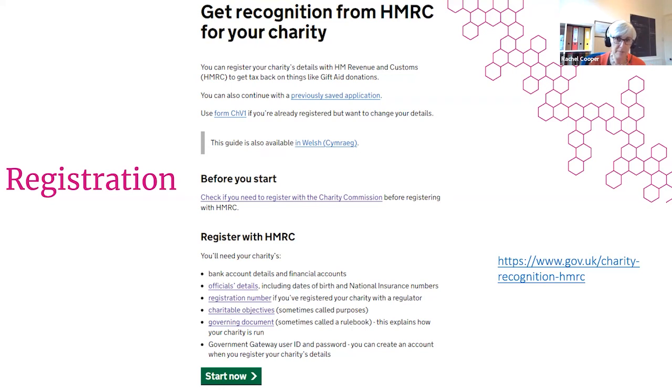Not everybody needs to be. I used to be treasurer of a tiny PTA. We didn't have to be registered with the Charity Commission, but we could claim back gift aid from HMRC. Collect your charitable objectives together, your governing document, all of that kind of stuff. And then it talks about having your government gateway user ID and your password. That's the enrolling with HMRC bit that you need to have.